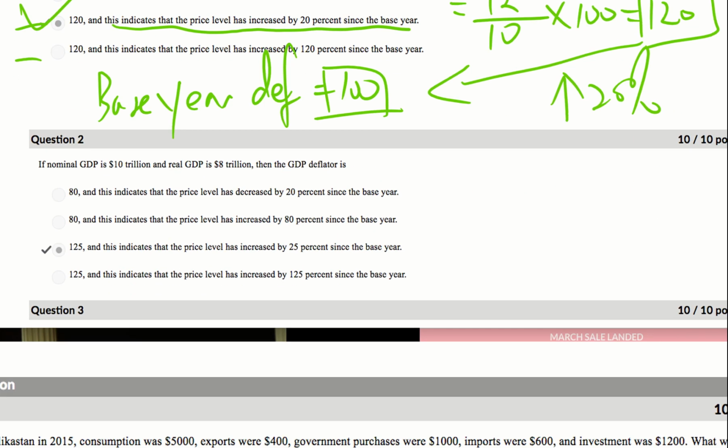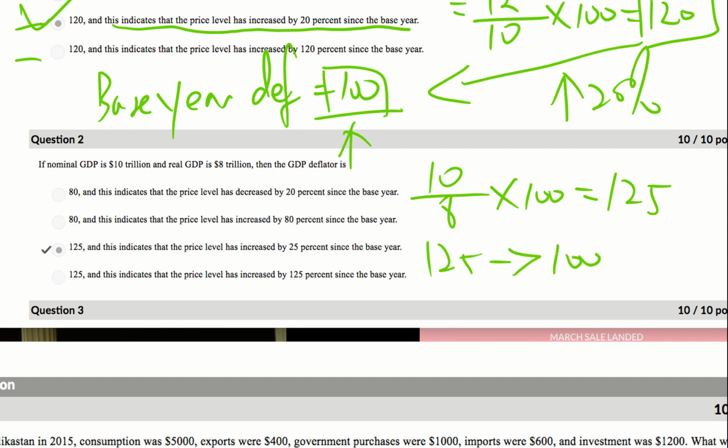All right, another similar question. Nominal is 10 trillion, real is 8 trillion. Looking for the deflator. So this should be 125 as our deflator. And then remember, base year is always 100. So 125 compared to 100 has gone up by 25%.